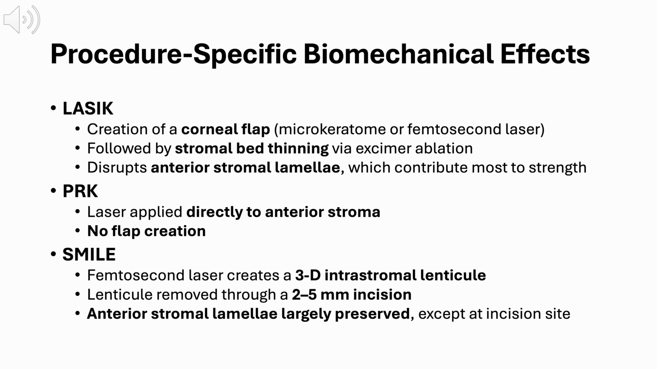PRK works differently. The laser is applied directly to the anterior stroma, and there is no flap creation. Although tissue is still removed, the absence of a flap changes how stress is redistributed across the cornea compared with LASIK. SMILE takes yet another approach. A femtosecond laser creates a three-dimensional intrastromal lenticule, which is then removed through a small 2 to 5 millimeter incision. Because there is no large flap, the anterior stromal lamellae are largely preserved, except at the incision site, resulting in a different biomechanical profile from both LASIK and PRK.